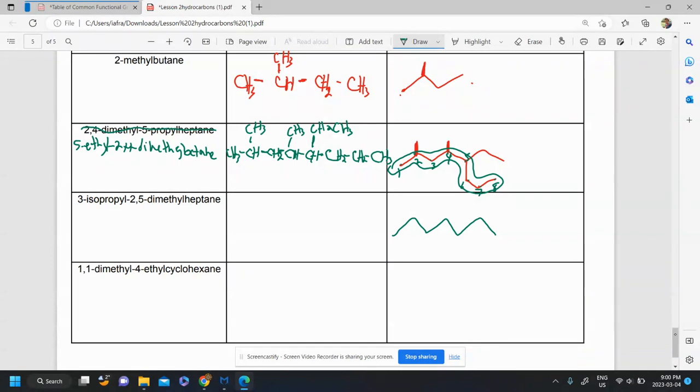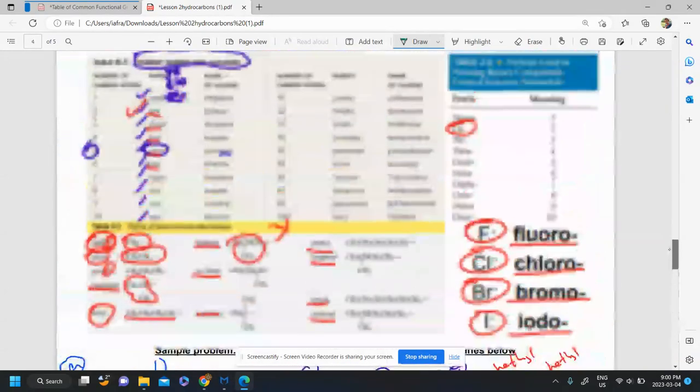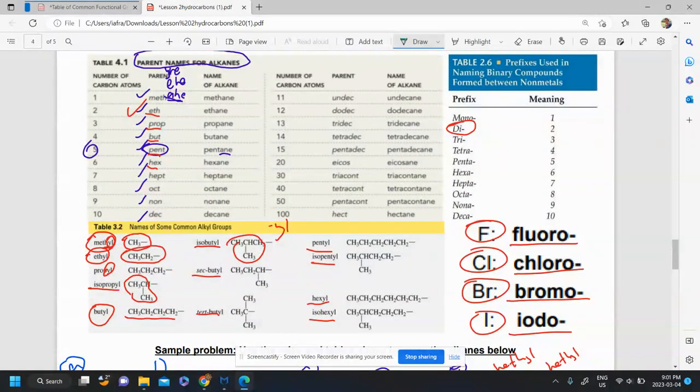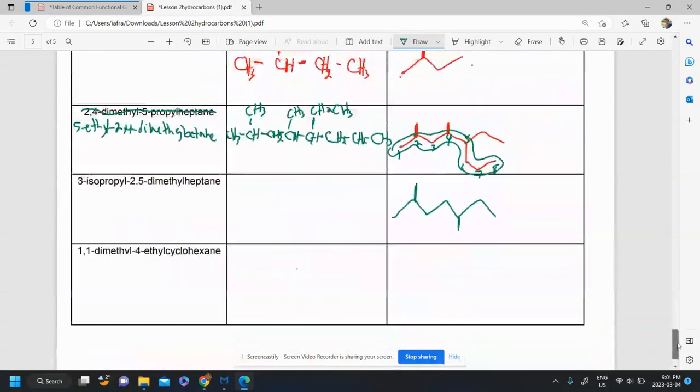So carbon number 2 has a methyl. Carbon number 5 is a methyl. So 1, 2, 3, 4, 5. Carbon number 3 has an isopropyl. So isopropyl, if we go back up here, isopropyl is actually still 3 carbons, but you connect the propyl group to the second carbon in that 3-carbon chain. So in the line diagram form, it kind of looks like this.